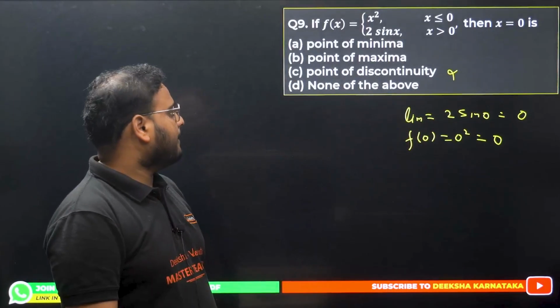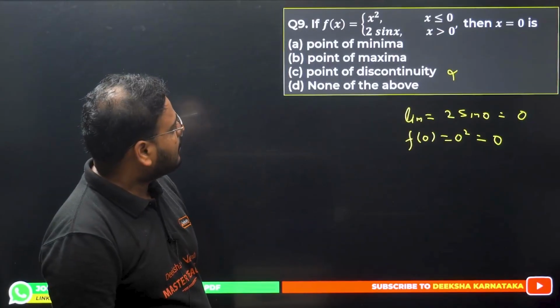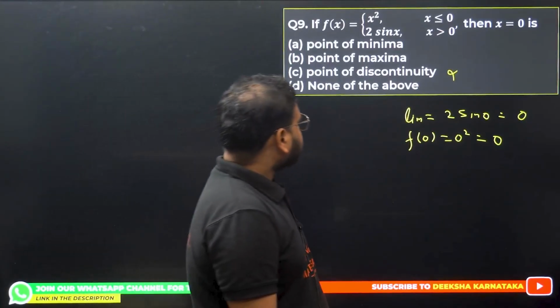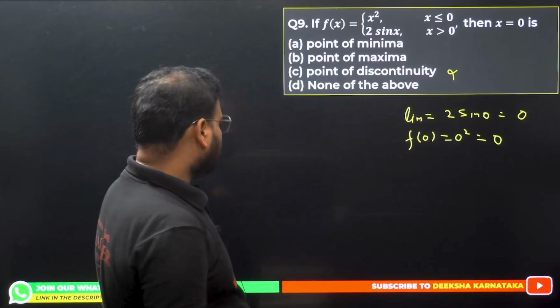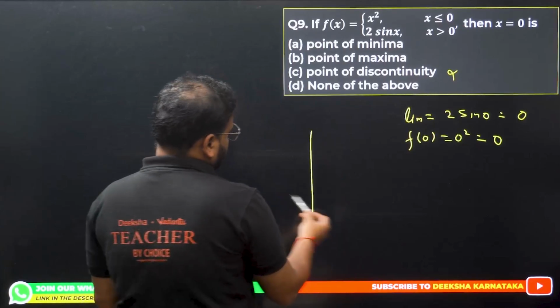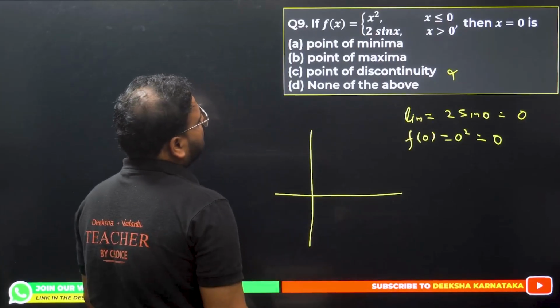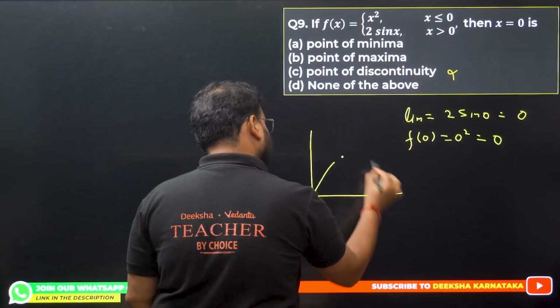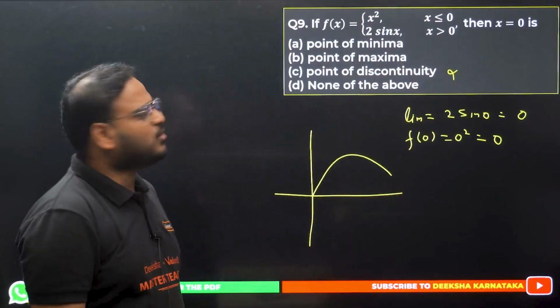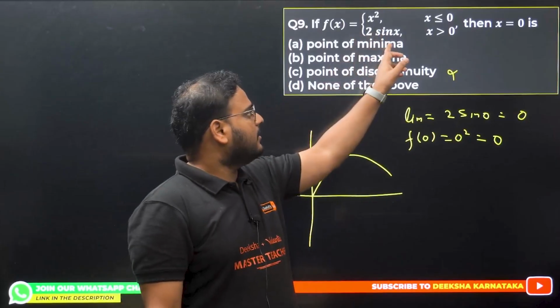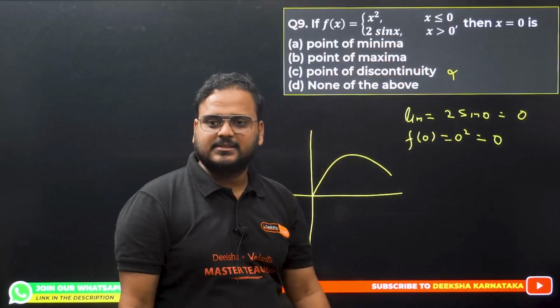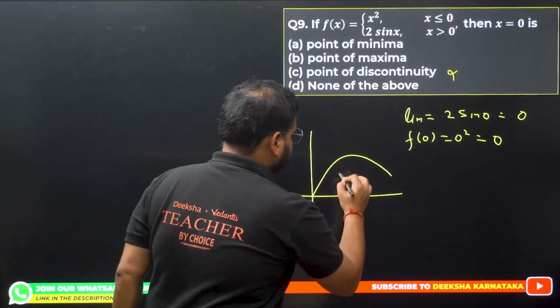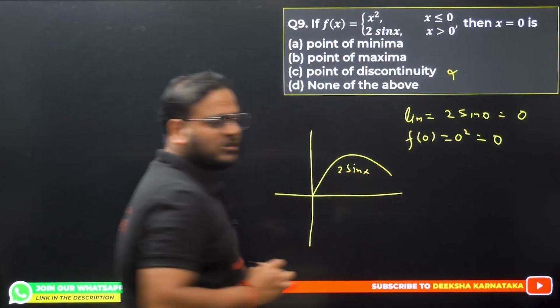Now, minima and maxima. Please check. Let's draw this graph. Can you differentiate this? I don't think so. For x more than 0, the graph is this, right? That's my graph. For x more than 0, the graph is 2 sin x. Use logic. 2 sin x.